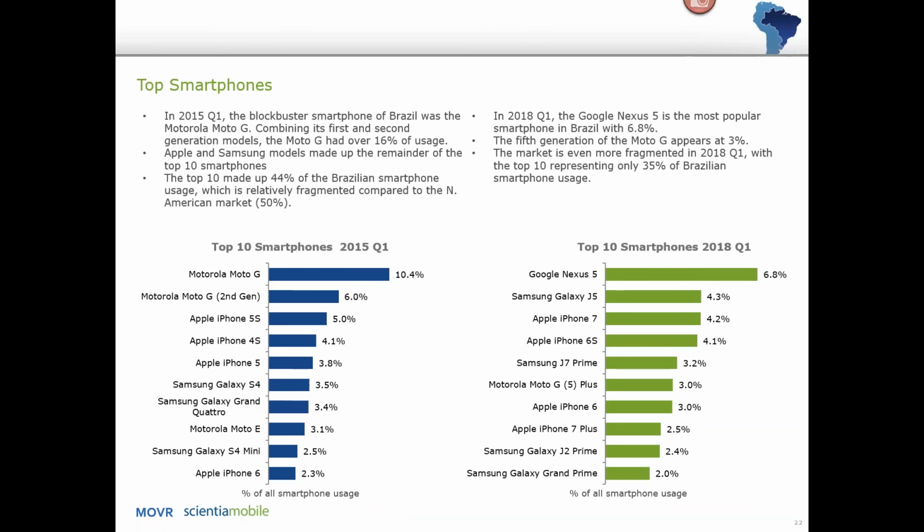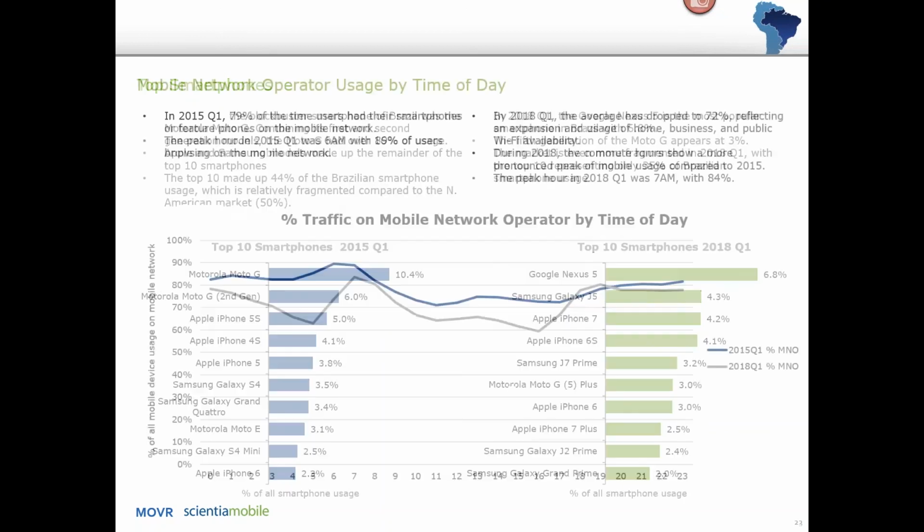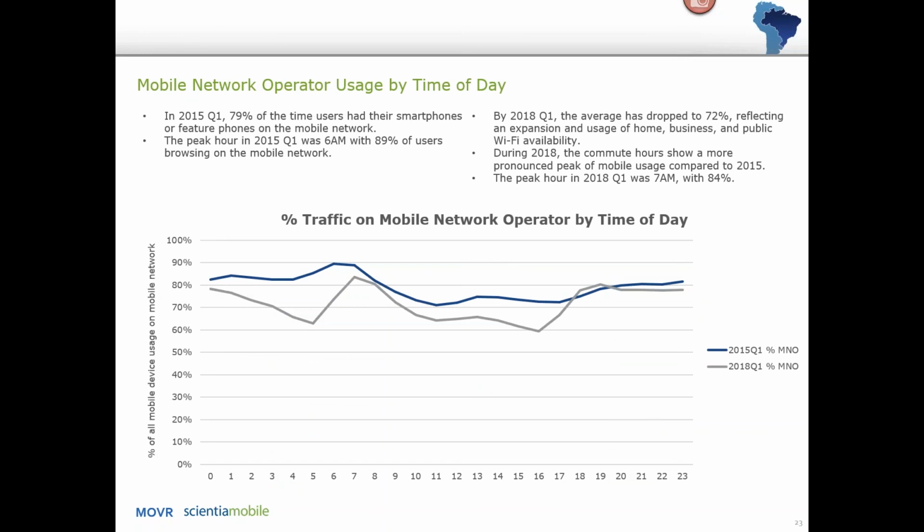If you want to get a little more information about the Brazilian market, our MOVR report will be available by the end of the day on our website, and we will be contacting everybody who has subscribed to the list to let them know that it's there. There's a little more detail about the Brazilian market in that report.